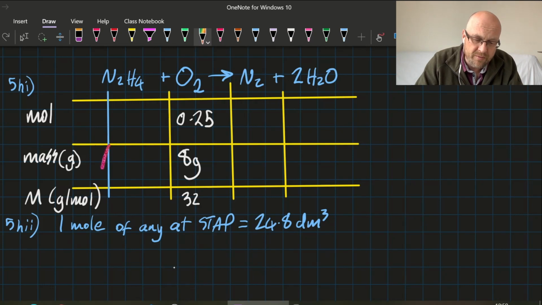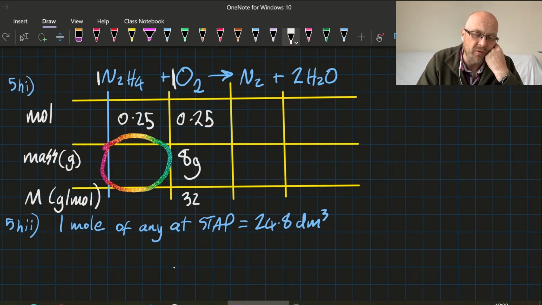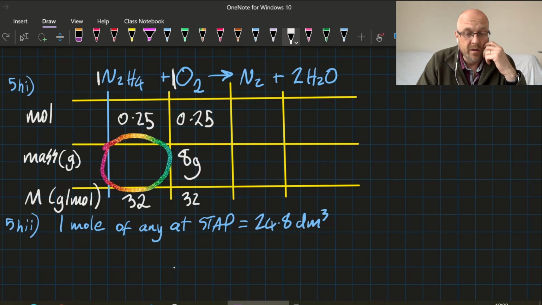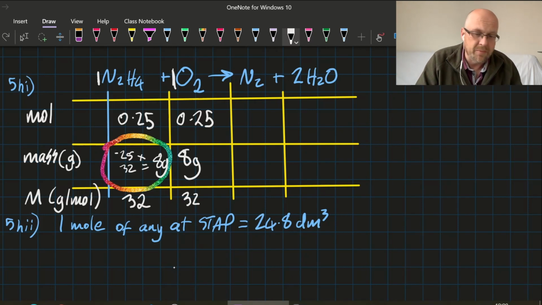The question wants to know the value of that box, the mass of N2H4. So the molar ratio is 1:1, which means it's 0.25 to 0.25. What's the molar mass of N2H4? 4, 28, 29, 30, 31, that's 32. Oh. So mass is moles times molar mass, so that's going to be 0.25 times 32. We're just back to 8, aren't we? Isn't that simple? 8 grams? Yeah, 8.0 grams. Okay, getting a bit fast and loose with those sig figs.